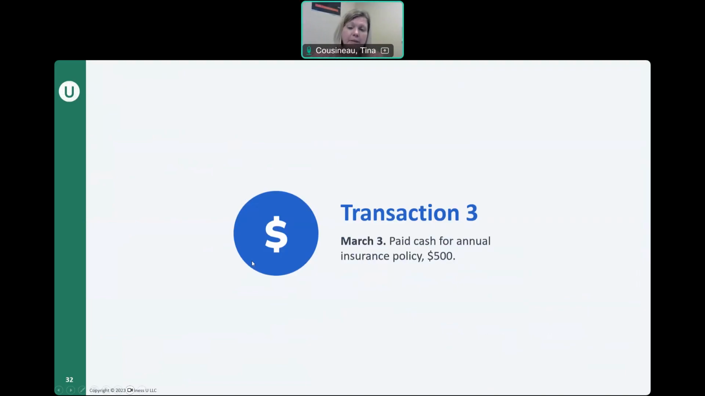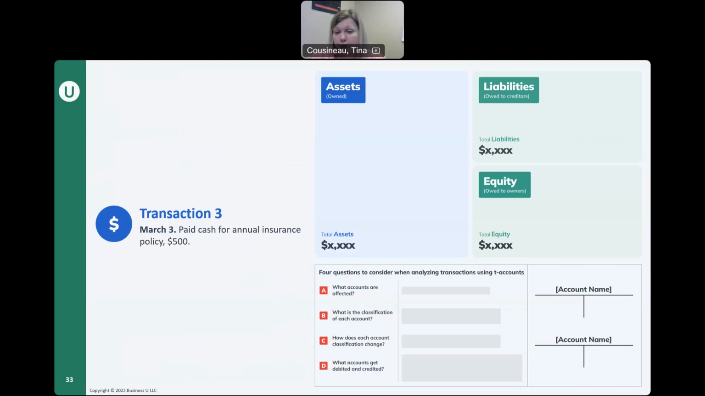All right, let's look at another transaction. Transaction number 3. I love transactions. So on March 3rd, we paid cash for an annual insurance policy. So what accounts are impacted? So we paid cash, so we're giving them cash, so we know our cash is going to be decreased, right?